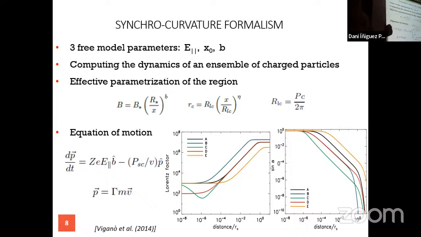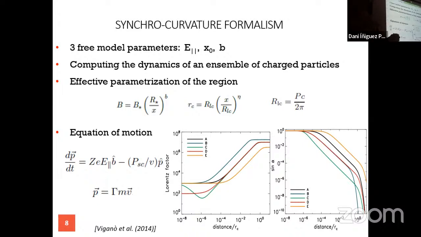Once this parameterization and the initial conditions are established, we let the ensemble of particles evolve numerically along the region, with the evolution ruled by this equation of motion, in which this term is the radiation reaction force that accounts for the synchro-curvature losses that these particles suffer when they are accelerated by this electric field. This parameter that I will call a parallel is another of the three parameters of the model.